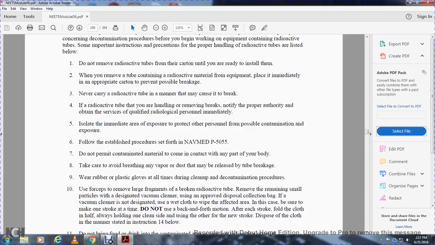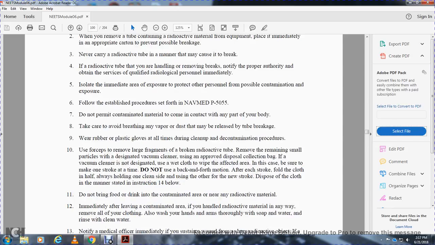Isolate the immediate area to protect personnel from possible contamination exposure. Follow the established procedure of the Navy Med P5055. Do not permit contaminated material to contact any part of your body. Take care to avoid vapor and dust that is released by the tube breaking. Wear rubber and plastic gloves at all times during the cleanup and decontamination procedure. Use forceps to remove the large fragments of the broken radioactive tube, then remove the remaining small particles.